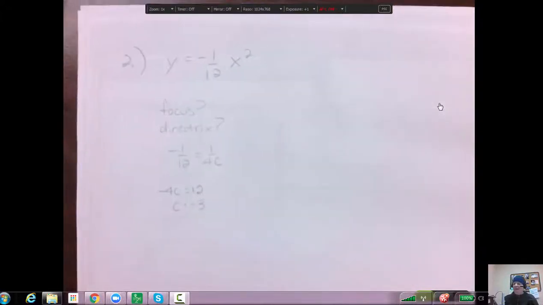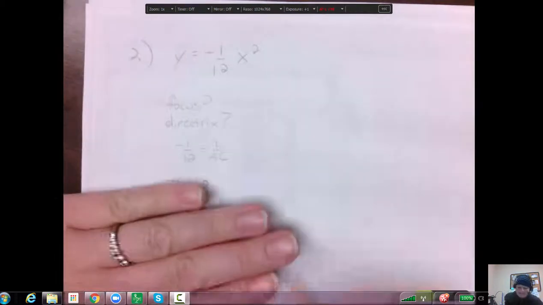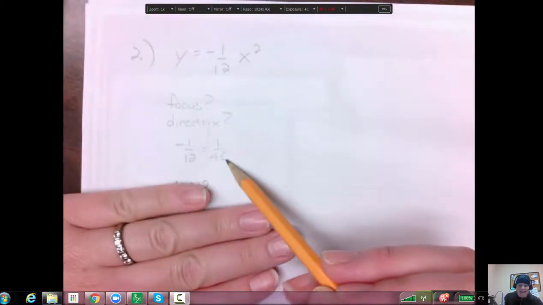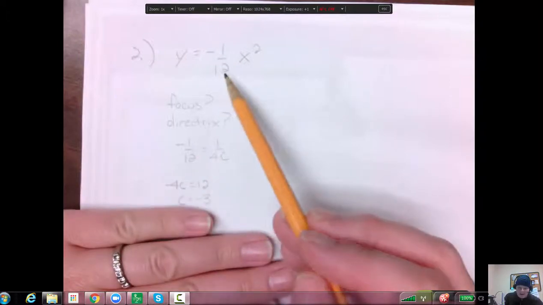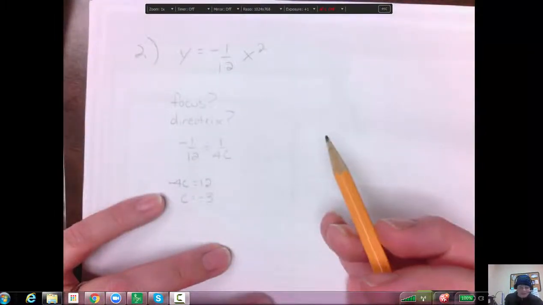Okay, so my video cut off right here when I was going along, so I did a little more. I was saying, okay, so we know that 1 over 4c is equal to a, so we put in our a value, which is negative 1/12, and then I can cross multiply. That's one way to solve this.